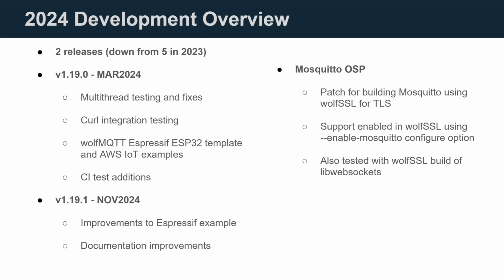And while not directly related to changes in the wolfMQTT project, we did add an open source port for the Mosquitto MQTT broker project, in which the default OpenSSL TLS backend is swapped for wolfSSL. This gives users of Mosquitto all the benefits of wolfSSL, including smaller build, greater performance, and FIPS 140-3 certification.